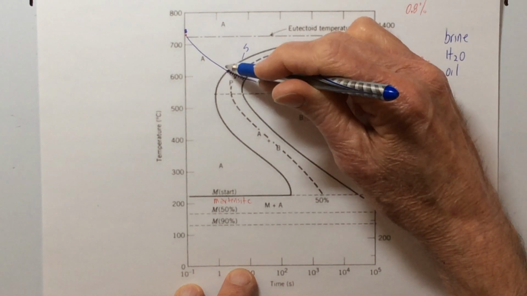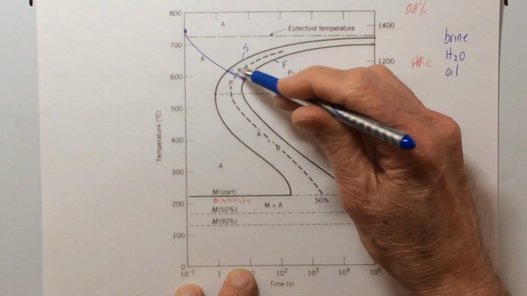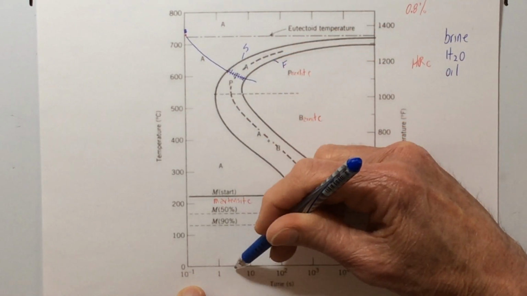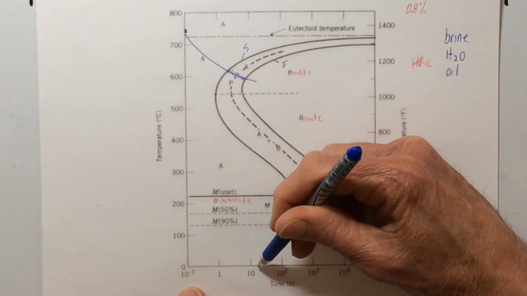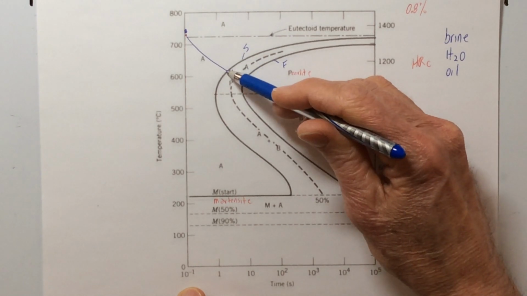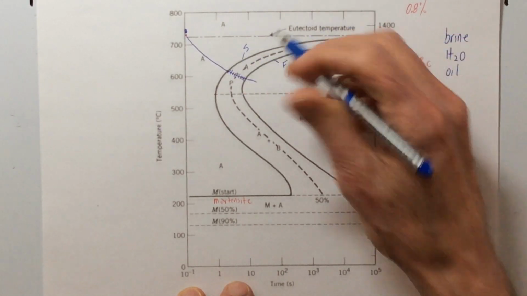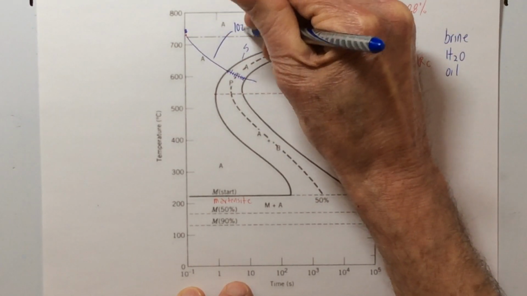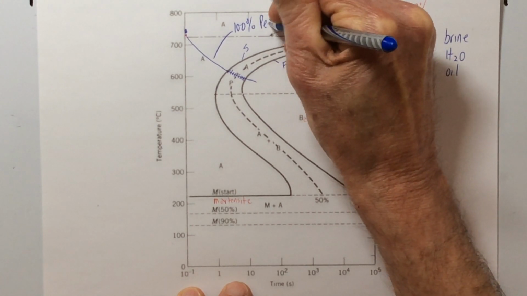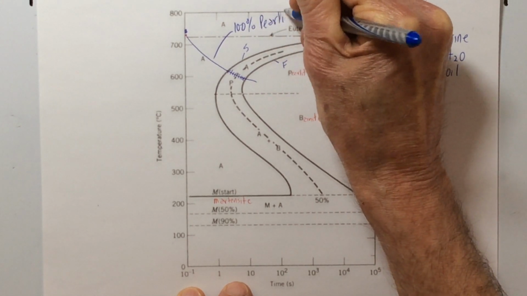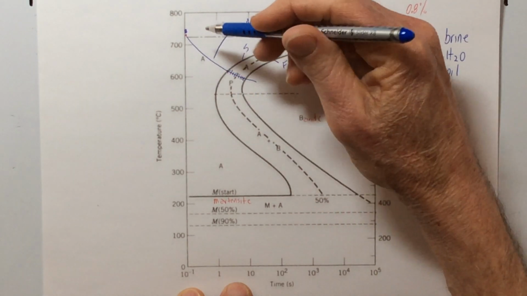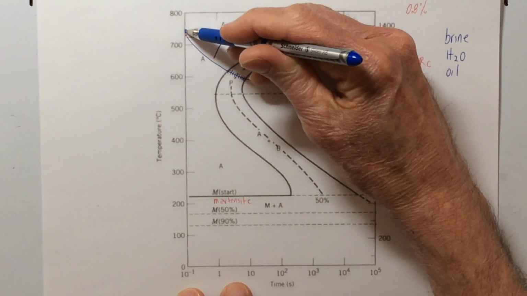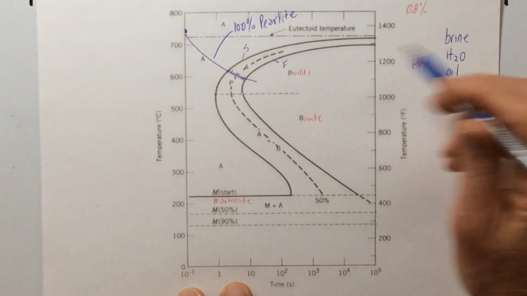So you can see out of that resulting, it started here at about 5 seconds or so, and ended maybe 15 seconds later to go from start to finish, but it's 100%. So this would be a 100% pearlite structure.